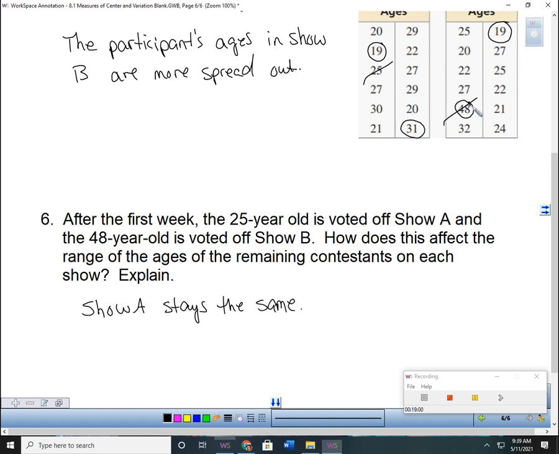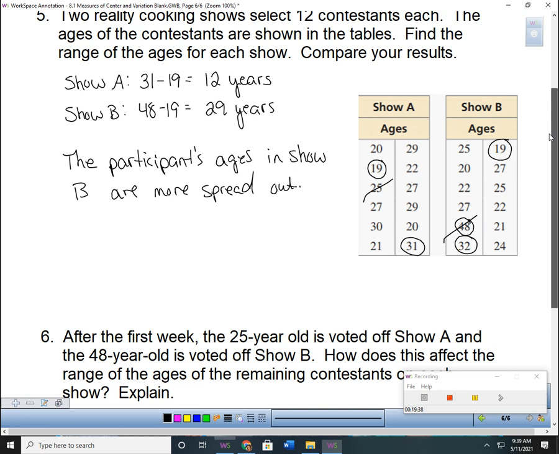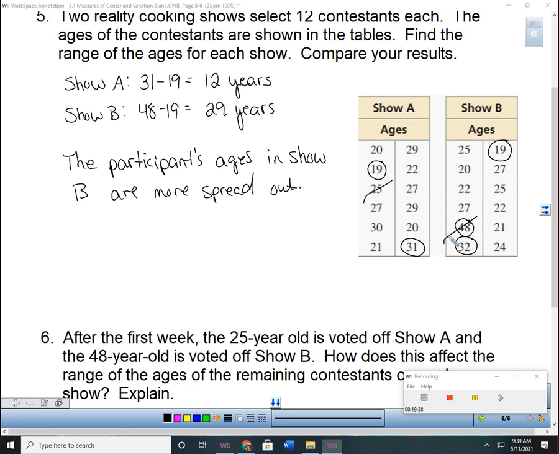But for show B, they took off the oldest contestant, so now our range is going to change. Now that the range for show B is no longer 48 to 19, the largest age we have is 32. So for show B, the range changes to 13, because 32 minus 19 is 13. So now the show age ranges are roughly the same now that we don't have the 48-year-old in show B.